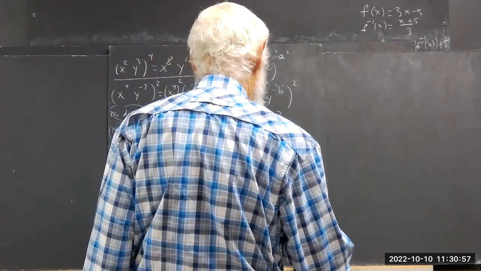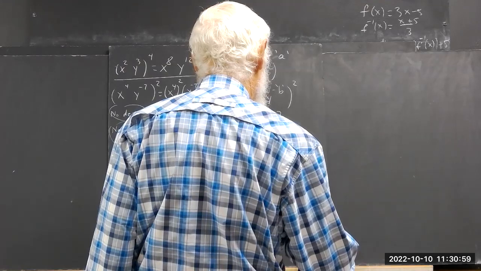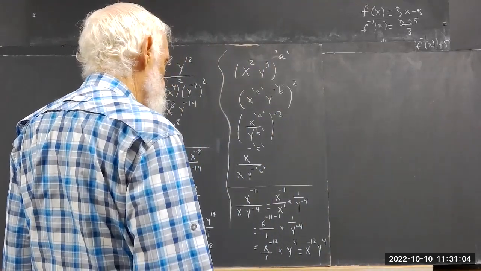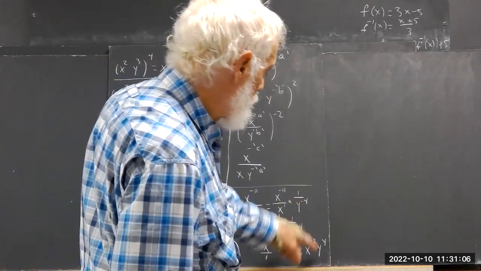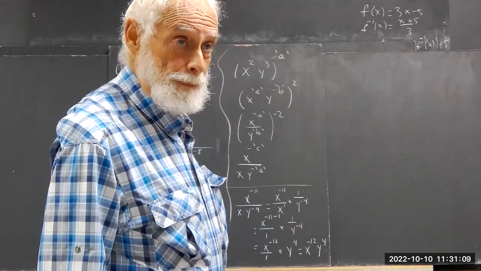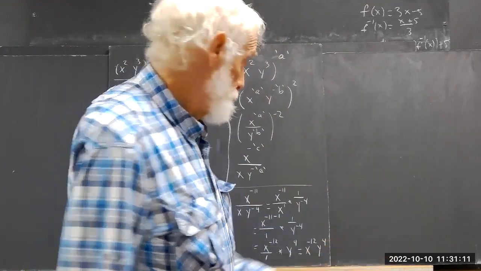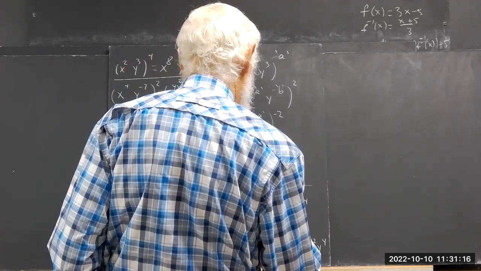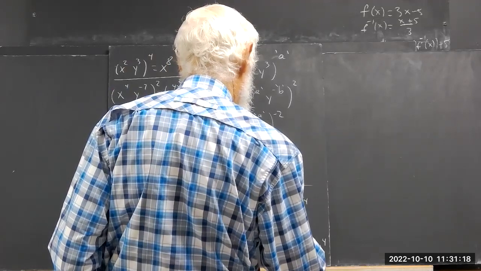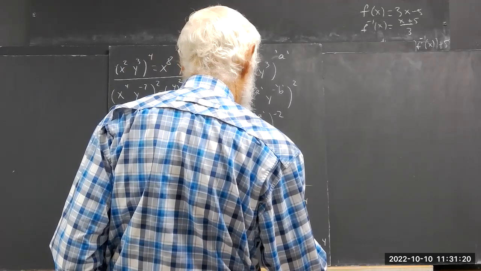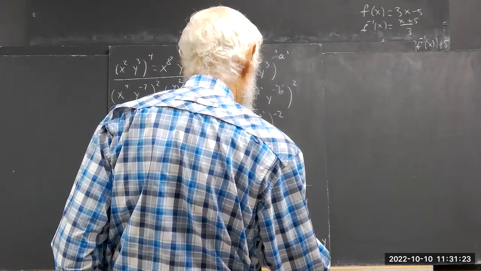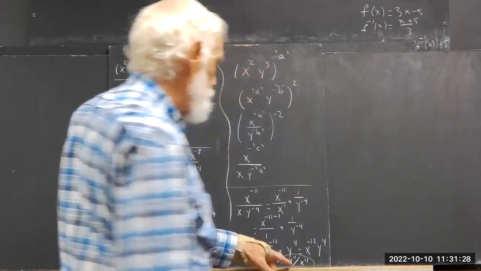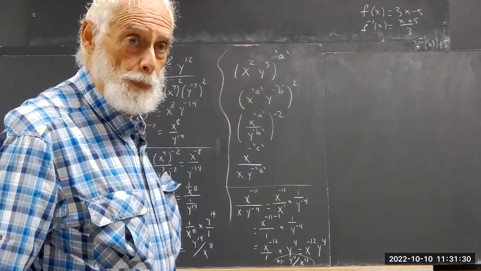So this could be x to the negative 12th, y to the 4th, or it could be y to the 4th over x to the 12th, depending on the form you want. I'm going to have to write this really small. It could also be written y to the 4th over x to the 12th.